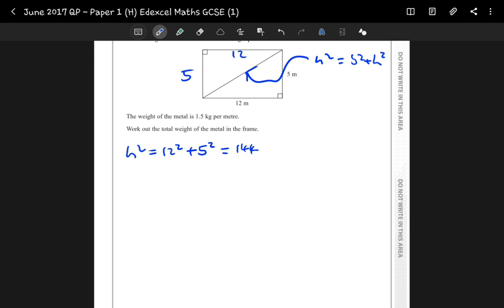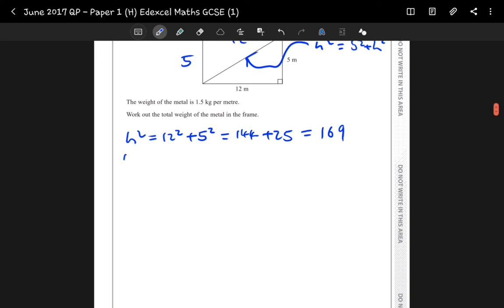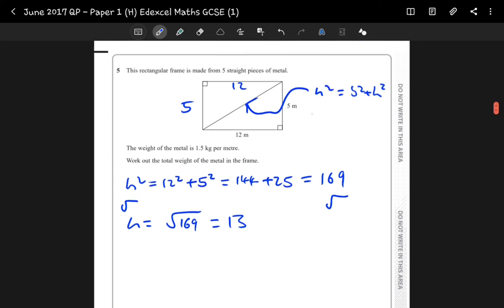And we have 12 squared, which is 144, add 5 squared, which is 25, and this adds up to 169. Now, if you've learned what the square of 13 is, then you'd know that the square root of 169 is 13. It's the inverse. You're doing the opposite of what you had done to get it to 169. So that means that the hypotenuse, so we're having to square root both sides, and we get h equals the square root of 169, which I just mentioned is 13. So that's what that is, that's 13.